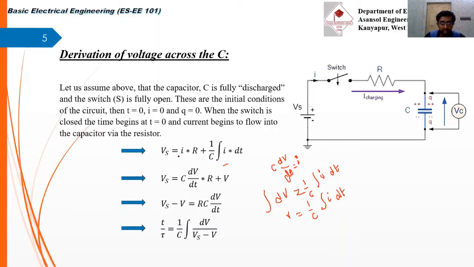Now this I value we already know. So put this I value here, and this 1 by C integration I dt is already equal to V. So Vs minus V equals RC times dV by dt. Now put all the V terms on one side. Clear? Now t by tau equals 1 by C integration dV by (Vs minus V). Now integrate both sides.